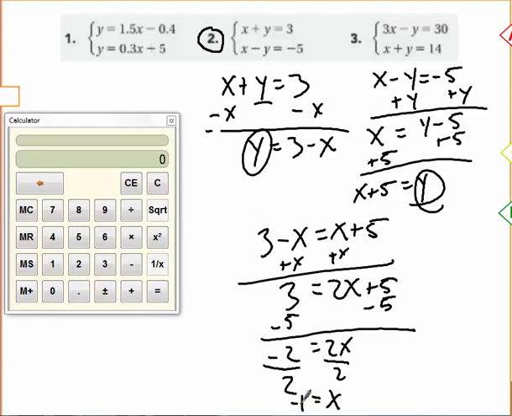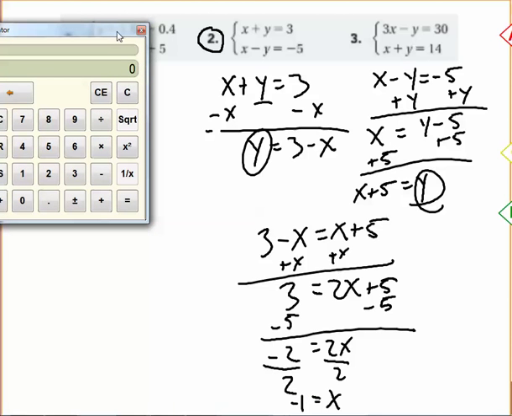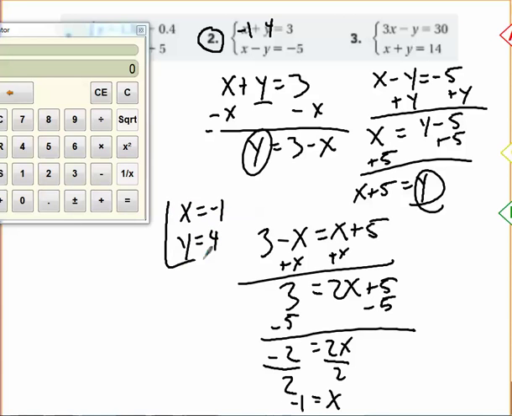Sorry for going through that so fast. So then we can plug in negative 1 for x, and it doesn't matter which one we plug it in for. I'll plug it in here. So negative 1 plus something is 3. Well, that's 4. So x is equal to negative 1, y is equal to 4. So there we have it.